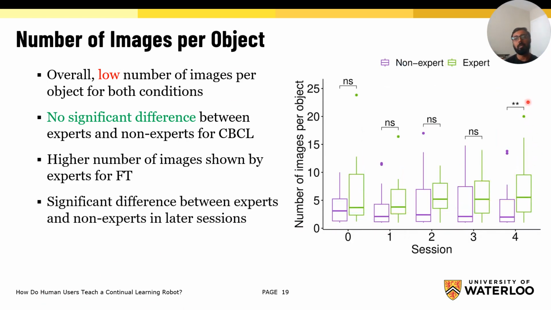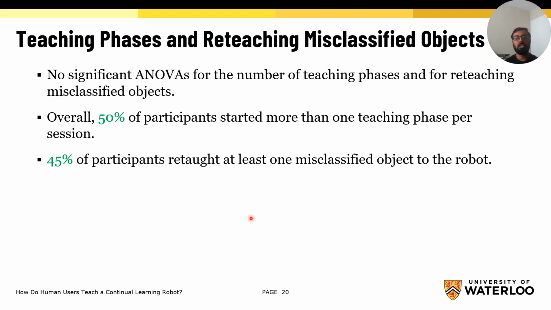Specifically, we noticed that higher number of images were shown by experts in the later sessions, and we think it's because the performance of the robot dropped in later sessions, specifically for fine-tuning, and then experts compensated for that by teaching the robot even further. Finally, in terms of teaching phases and reteaching misclassified objects, we didn't see any significant ANOVAs. However, we did notice that 50% of the participants started more than one teaching phase per session, and 45% of the participants retaught at least one misclassified object to the robot, which is very interesting and shows that participants were motivated to improve the performance of this robot that could be deployed in their own household environments.